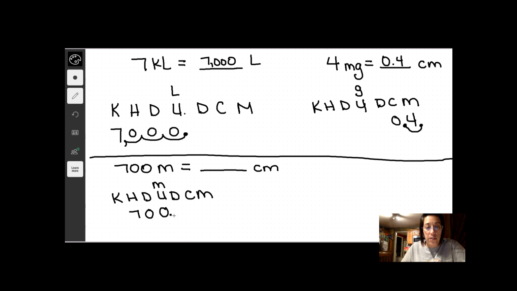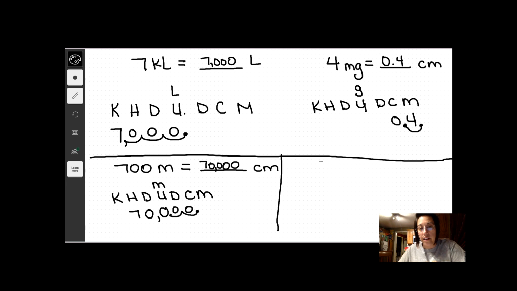700 meters. And I want to know how many centimeters that is. So meters, decimeters, centimeters. We multiplied by 10, 100. Go ahead and put the comma in. That should be 70,000 centimeters.